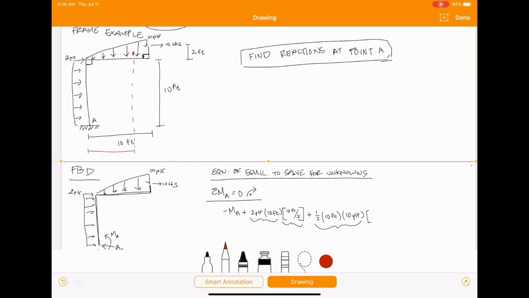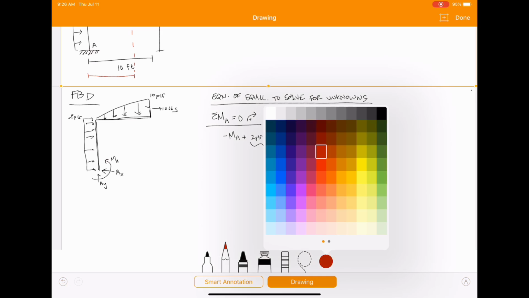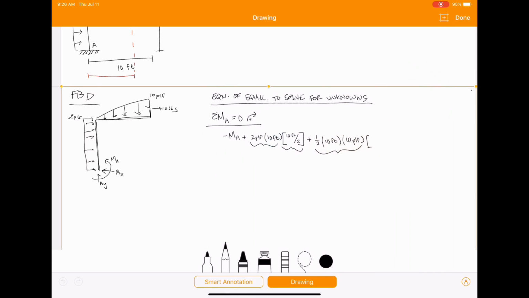So that distance there is going to be 2/3 of 10 feet. Again, that's just the distance from point A over to the centroid of that triangle. And then we've got this 10-pound point load over here at the other end, which is also going to cause a positive moment.